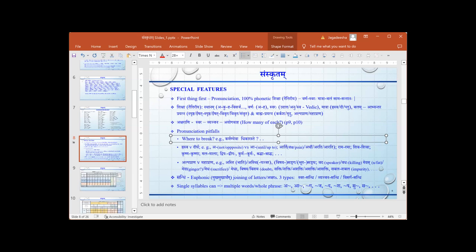Island. Dvipa is an island. Now you see that both the words start with Dvi, so it has something to do with the two. So Dvipa is an island because if you draw a straight line, you go from water to water. So it's Dvi plus Apa, and there are some other rules that come in. It is like a landmass surrounded in all directions by water.